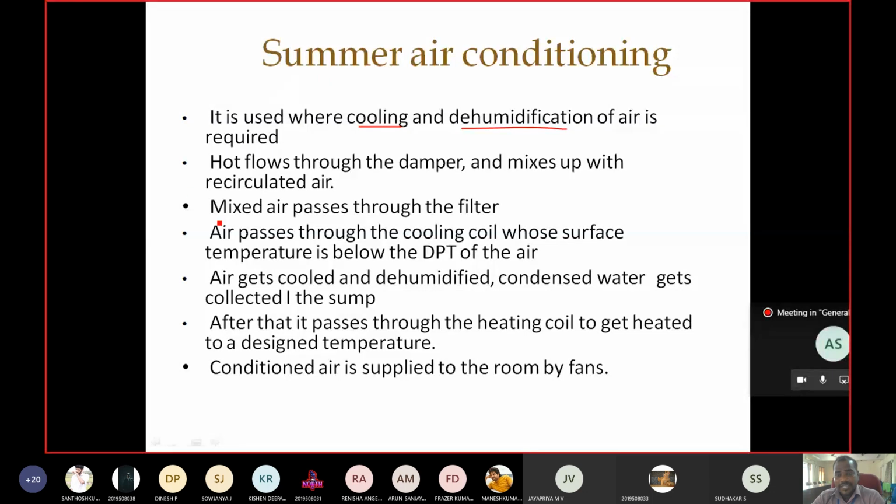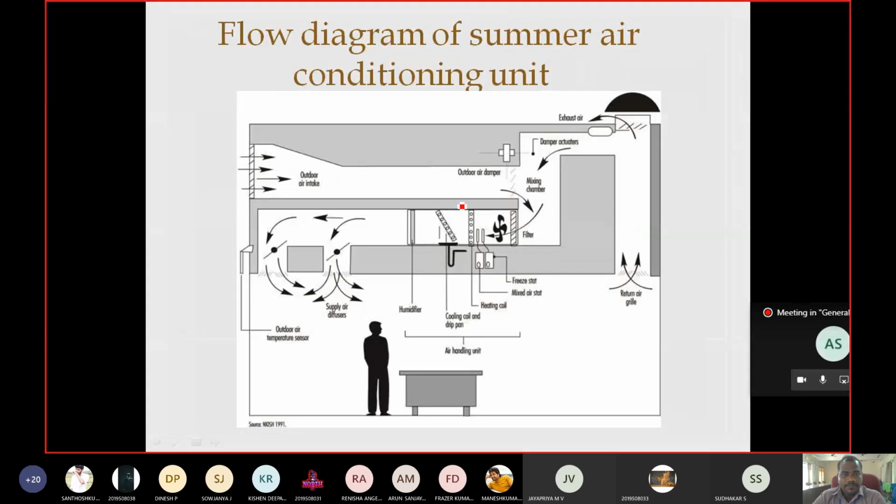Then the mixed air passes through the filter. Then the air passes through the cooling coils whose surface temperature is below the dew point temperature of the air. So we need to cool. Then the air gets cooled and dehumidified. Condensed water gets collected in the summer. After that it passes through the heating coil to be heated to the desired temperature. Then the conditioned air is supplied to the room by fans. So we need both cooling and dehumidification of atmospheric air during summer.